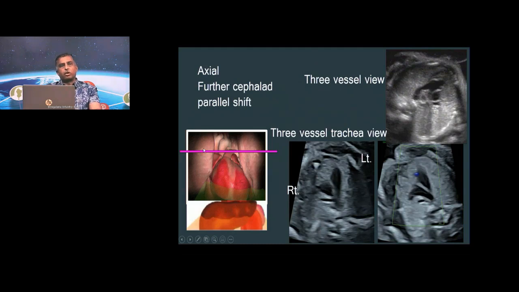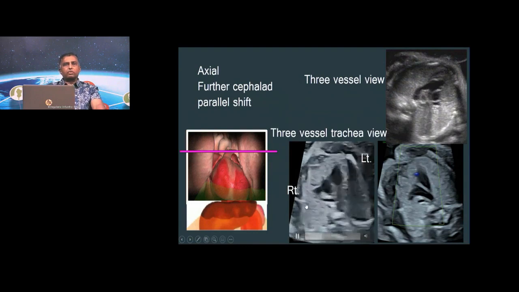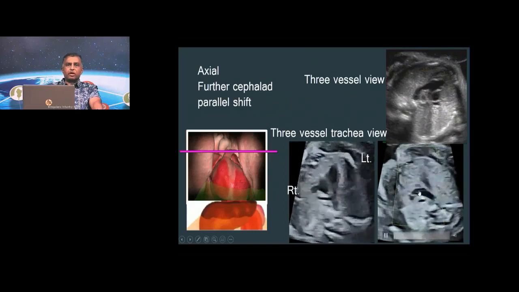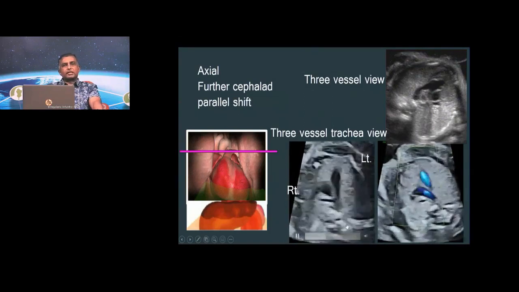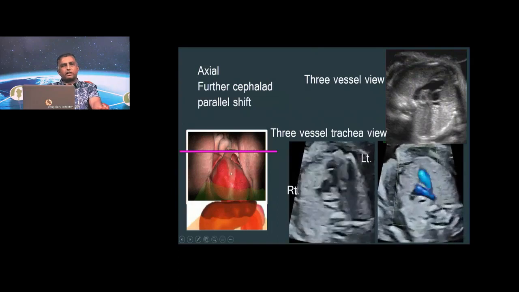you get to your superior mediastinum, and in the superior mediastinum, what are the vessels that you see here? From the right to the left, you have the SVC, then the aorta, then the pulmonary artery. That's the right, that's the left. So you'll have to look at the 3-vessel view. In the 3-vessel view in color, you will realize that it's the same color in both, because both are taking blood towards the descending aorta.